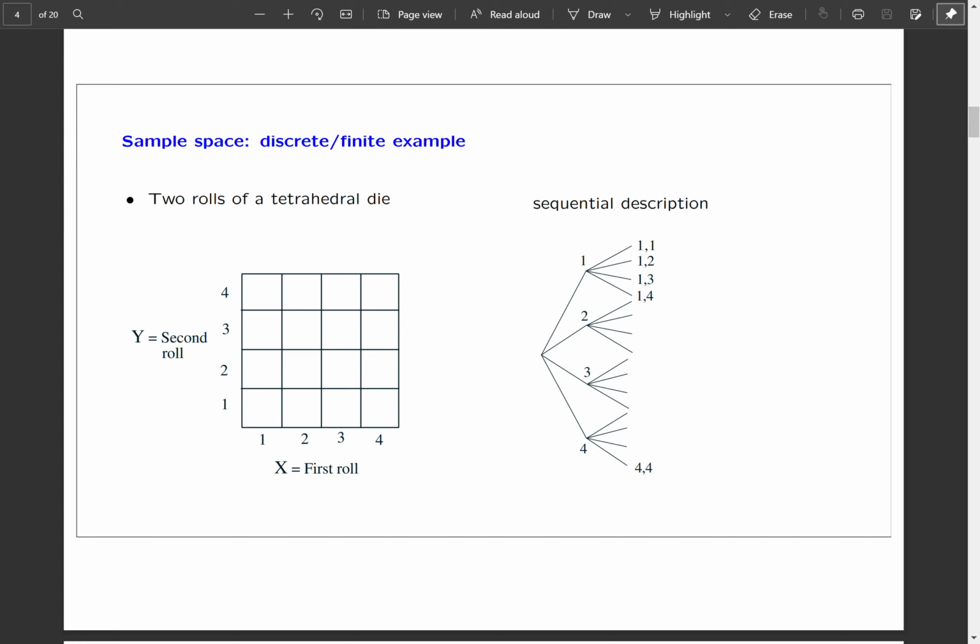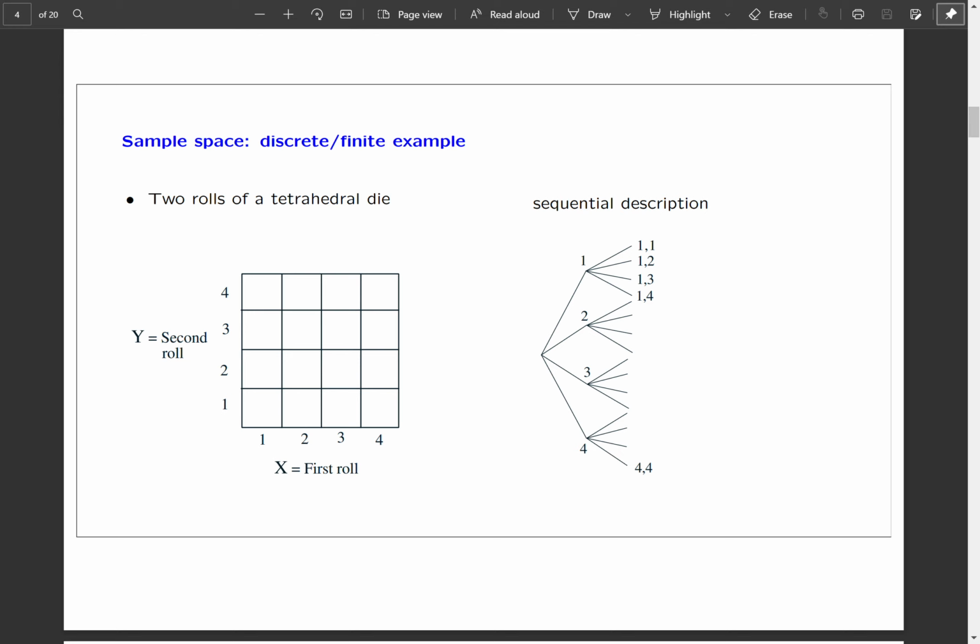Welcome back. Today I'll be talking about sample spaces. Sample space is basically a set. As you know, there are two kinds of set. One is infinite and continuous set, and another one is finite and discrete set. For this slide, let's focus on discrete and finite set sample space.